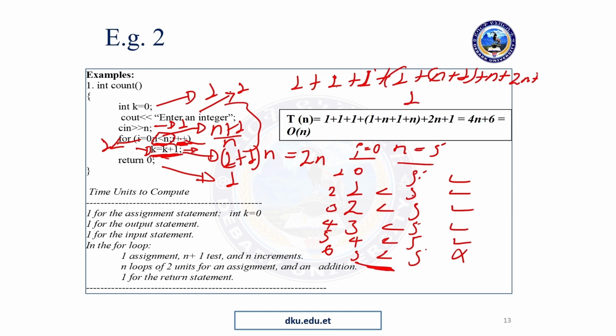So 1 plus 1 is 2, 3, then 4, 5, 6. So 6, and let's add the n's: n, this 1, 2, then 2. In general, 4n plus 6. So this is the correct time complexity for this code. So we can do it just like this.